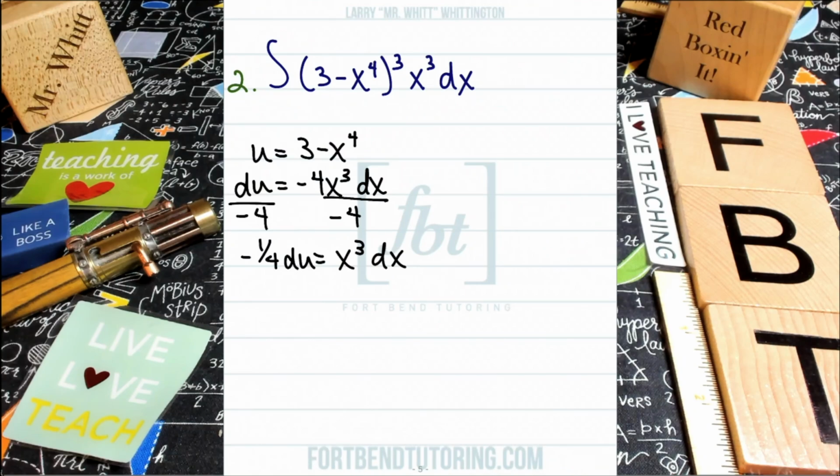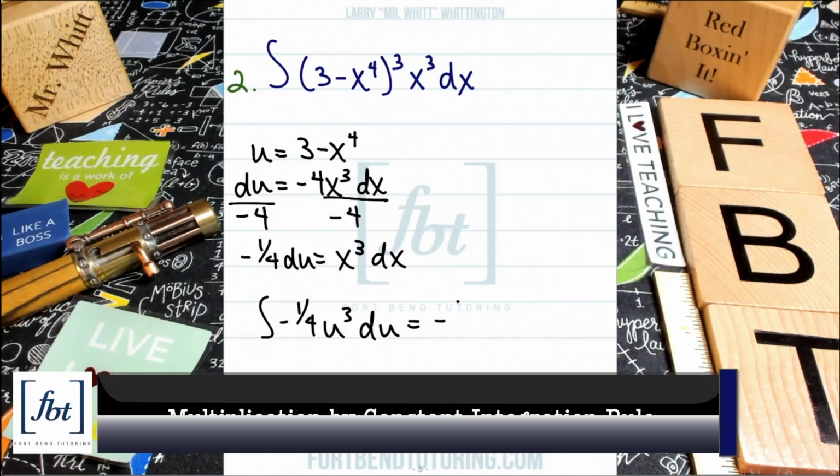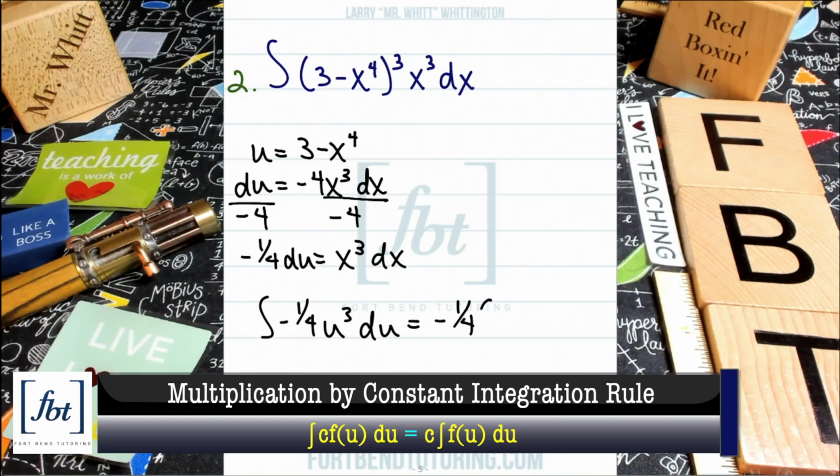And how do I do that? I'm going to do it just like this. I'm going to say that I have the integral of negative 1/4 u to the 3rd power du. And even better, guys, going forward, I'm going to take that negative 1/4, that coefficient, and pull it in front of the integral symbol, and I'll have negative 1/4 times the integral of u to the 3rd power du.